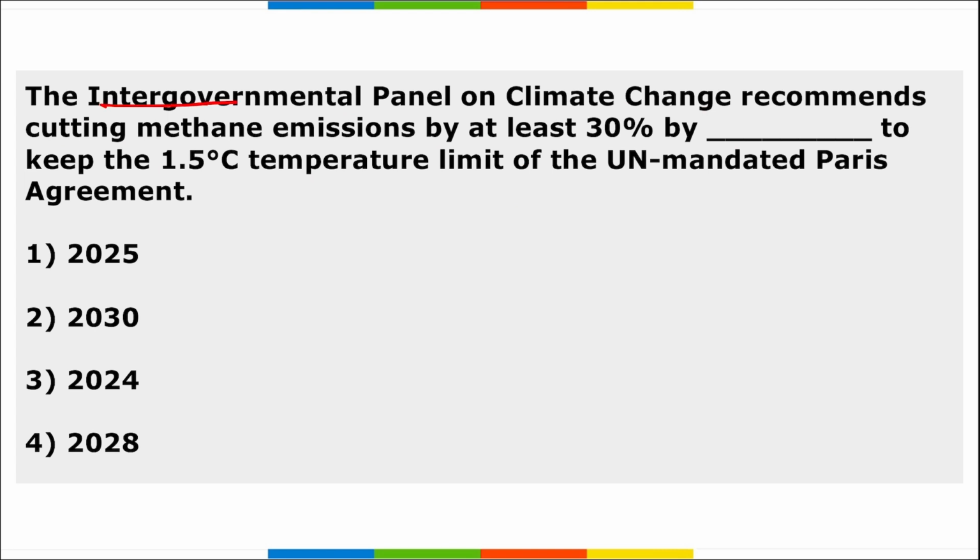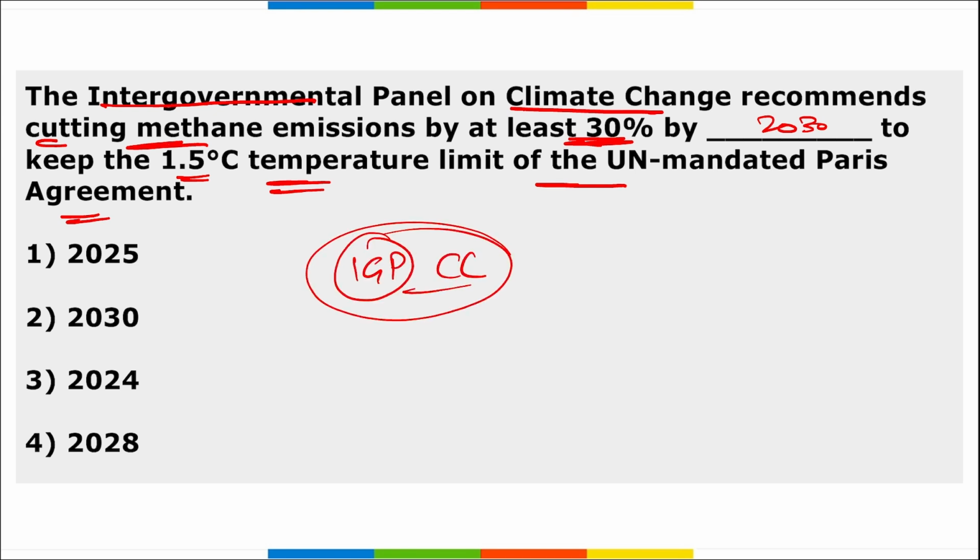Next, the Intergovernmental Panel on Climate Change, IPCC, recommends cutting methane emissions by at least 30% by the year 2030 in order to keep the 1.5 degree temperature limit of the UN mandated Paris Agreement. So 2030 is the correct option here.